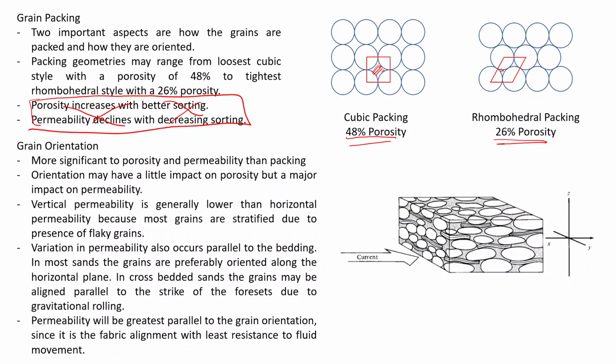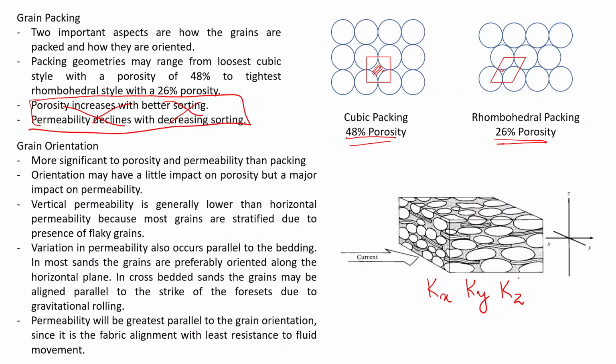Because here, how the grains are oriented matters. If the grains are quite rounded and spherical, and they are in the cubic packing, we may expect to get higher porosity. But if they are not oriented in appropriate directions, then they are bound to block the interconnectivity of the pores, and porosity reduces. If you look at this diagram, you can see there is the permeability in three directions, that is kx, ky, and kz.